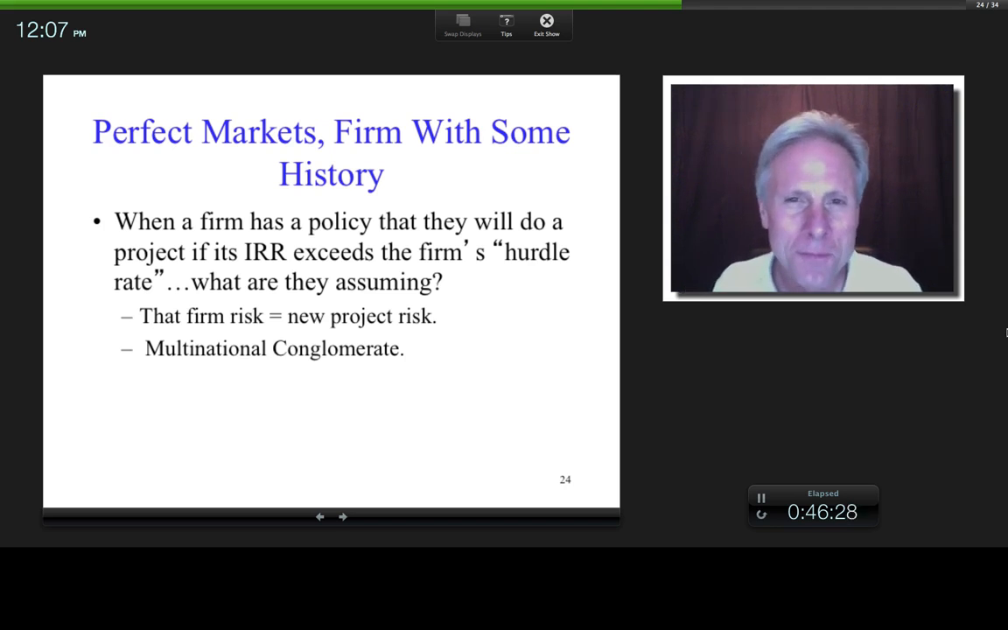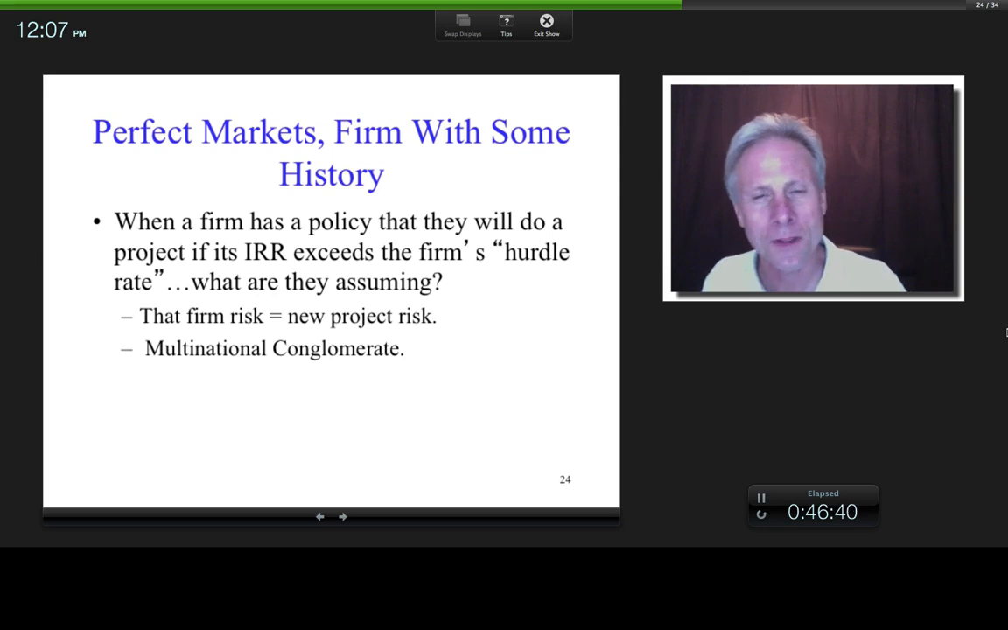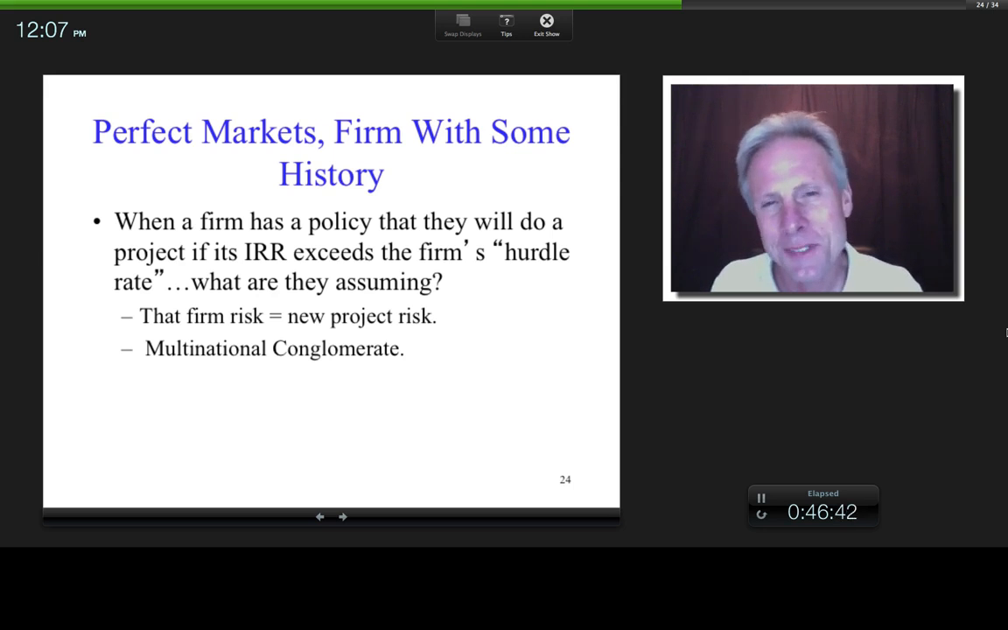And so if this firm then said, you know what, we're going to look at building this new mine in North Dakota. Well, would the risk of that new mine in North Dakota be the same, or would it likely be different from that whole mixture of all those other risks?